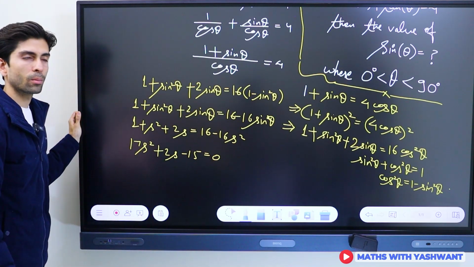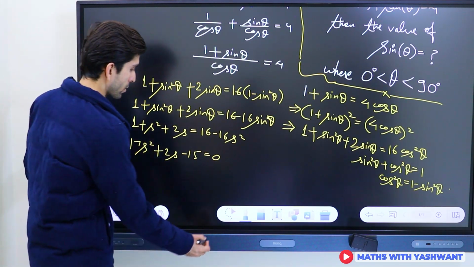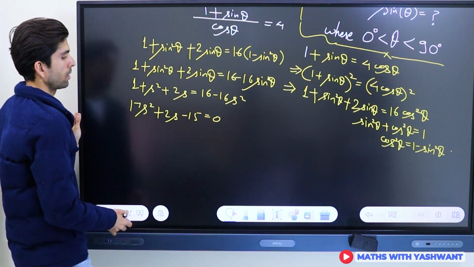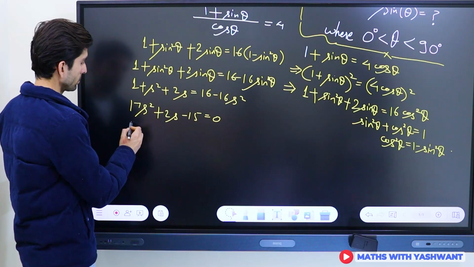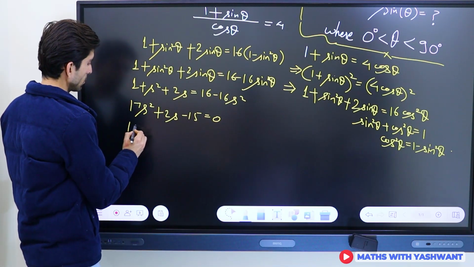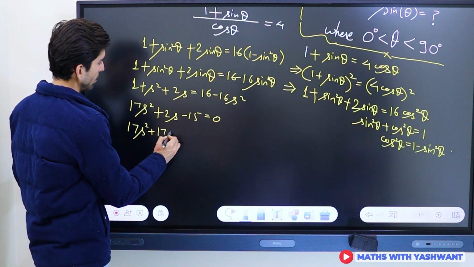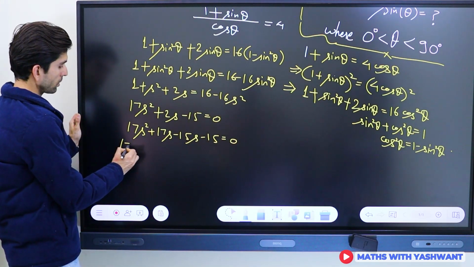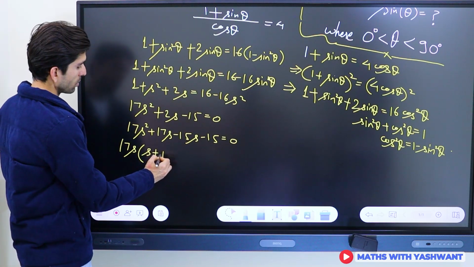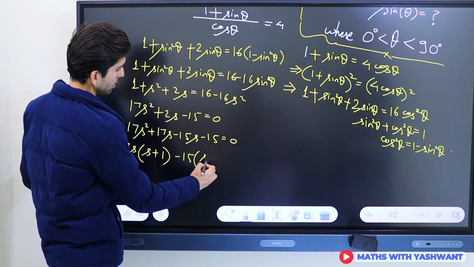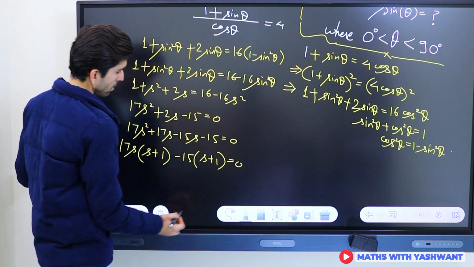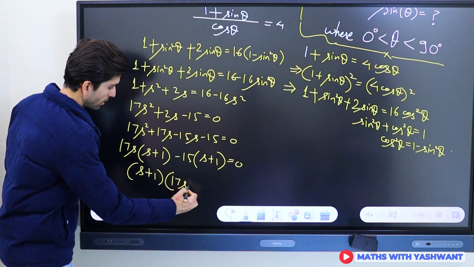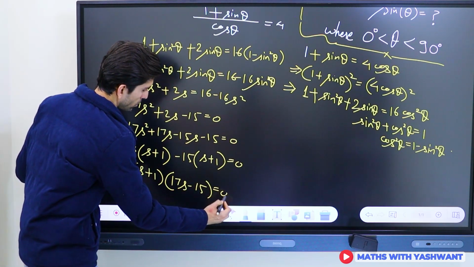Now using the middle term splitting method, we can factorize this. We'll get 17s square plus 17s minus 15s minus 15 is equal to 0. If you take 17s common, you're left with s plus 1. Then you take minus 15 common, s plus 1. You can take s plus 1 common, and then you are left with 17s minus 15 is equal to 0.